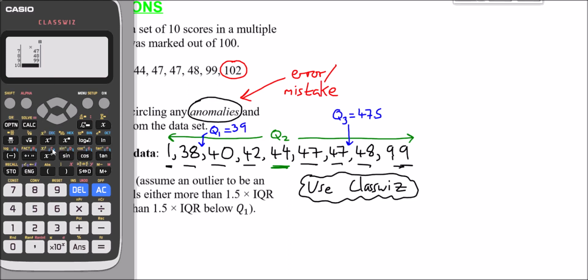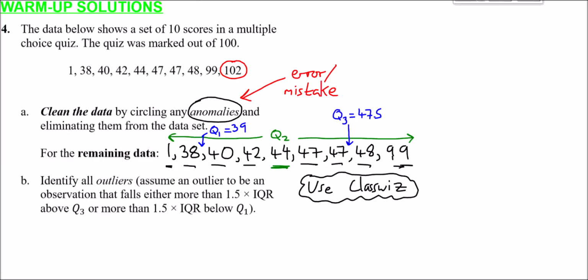Once you put all the data points in, which I now have, we press AC and clear away the data. Next we press OPTN, option, and option to 1 variable calc. We then scroll down and see that Q1 is 39, like we had here, and Q3 is indeed 47.5. So now we know this, we can now work out the interquartile range.